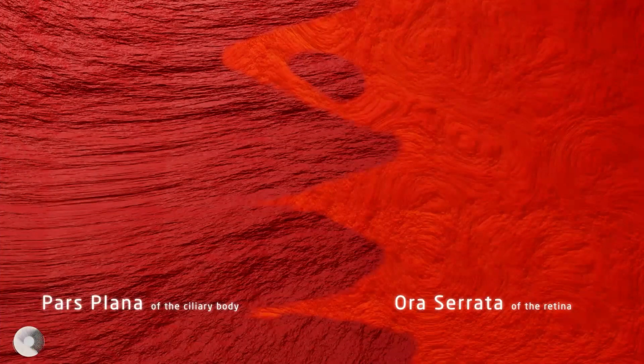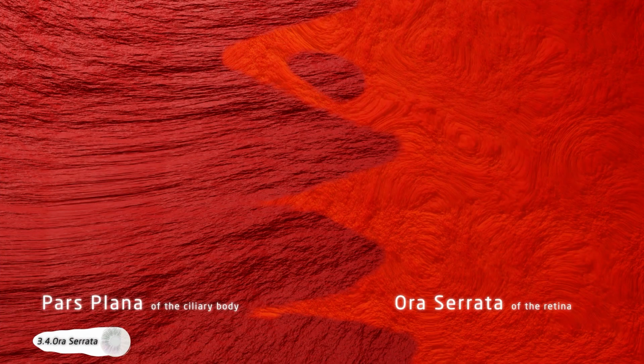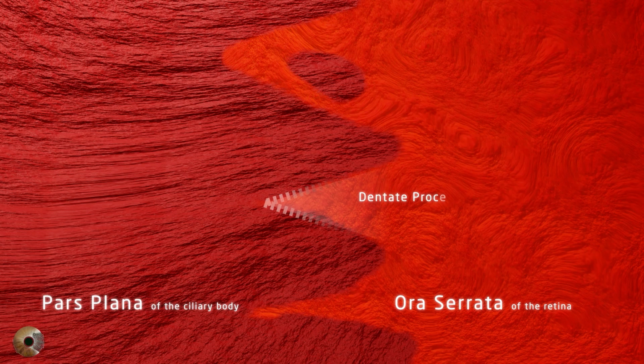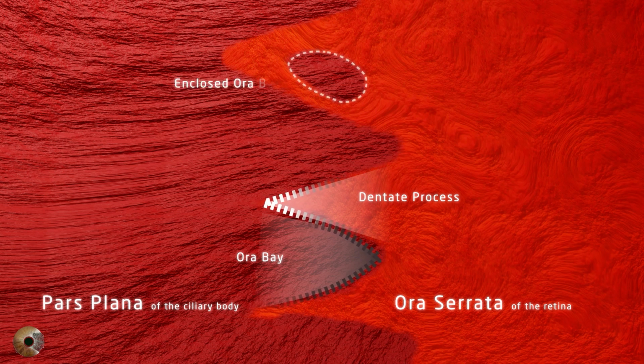The ora serrata extends to the pars plana of the ciliary body through jetties of retinal tissue called dentate processes. Pars plana also extends to the ora serrata forming ora bays, which may be closed by connection of two adjacent dentate processes to form an enclosed ora bay.